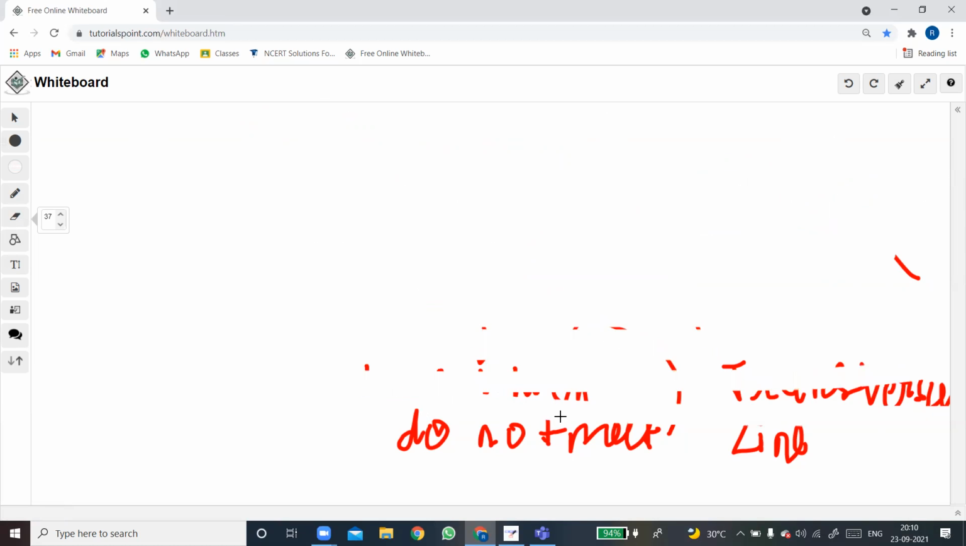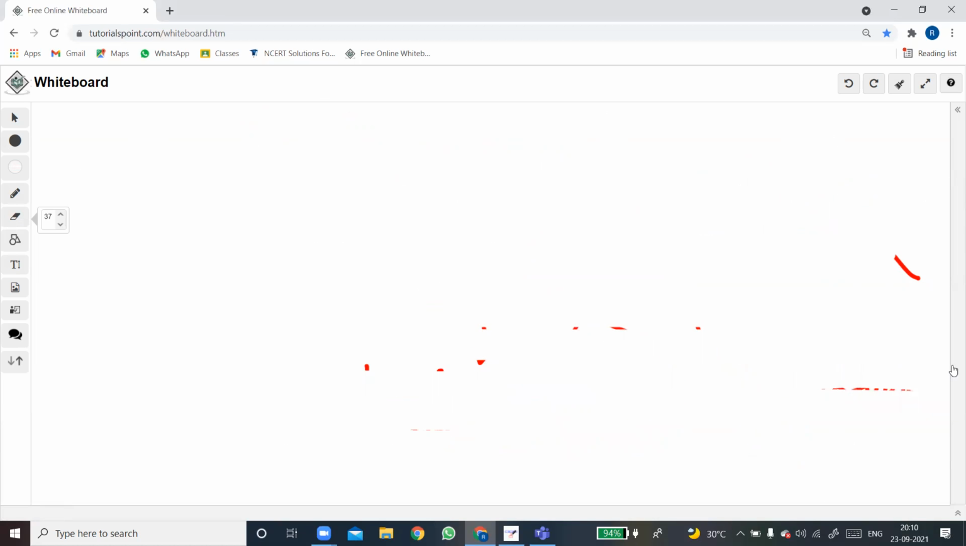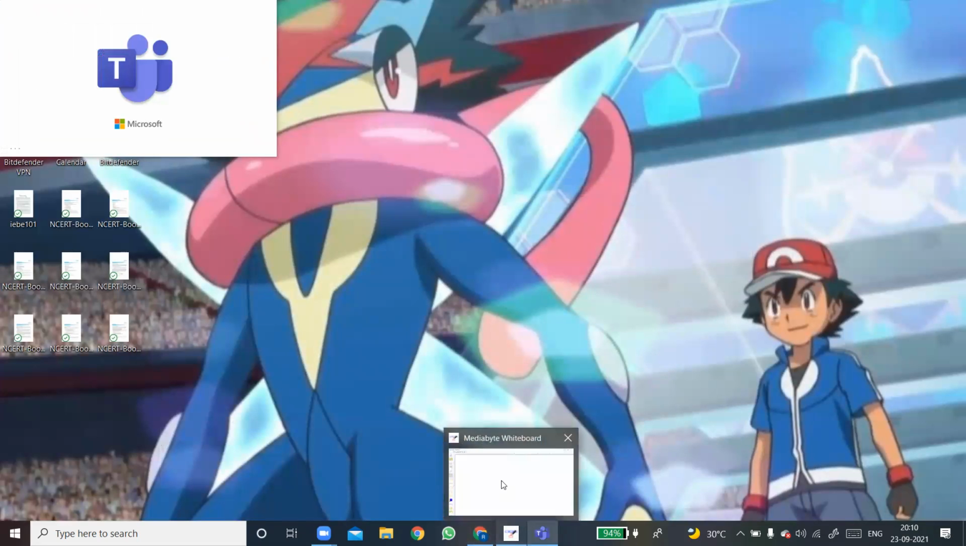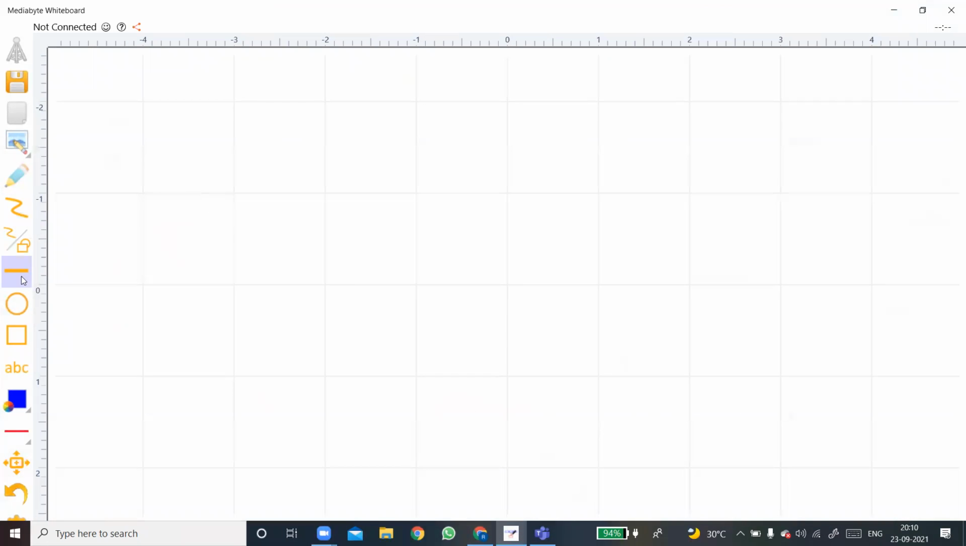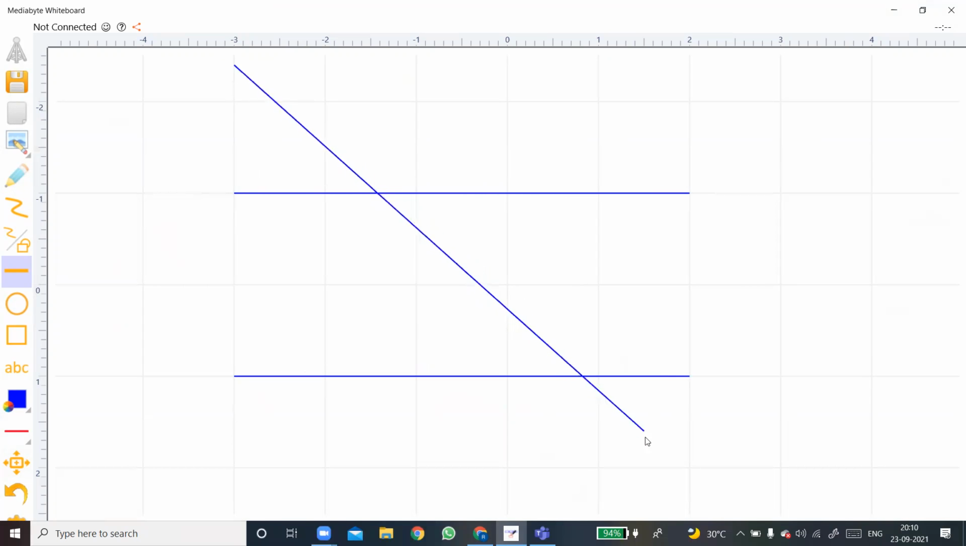I have almost erased the board. First I'll draw and show you how the transversal looks. For that I have an app here, and in this app we are going to draw the transversal. Here's one line, here's another line. These are the parallel lines, and there we have our transversal.